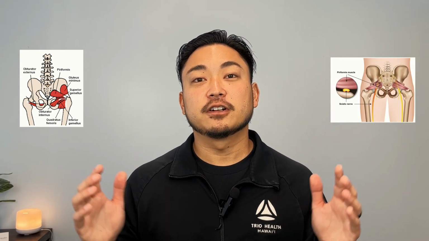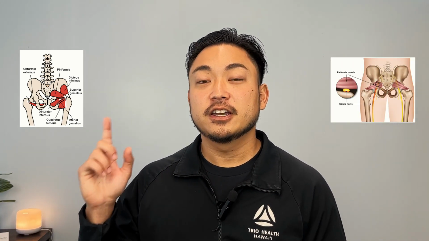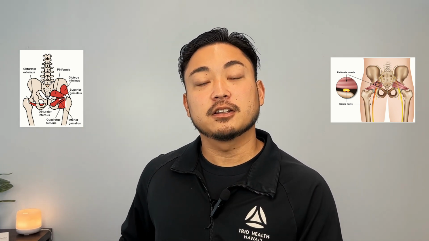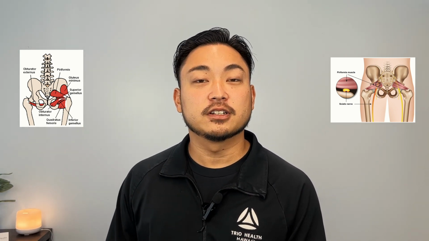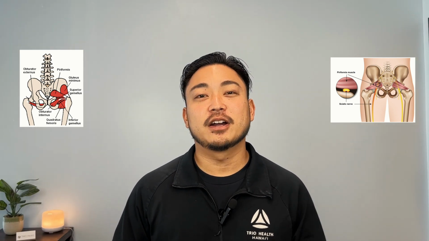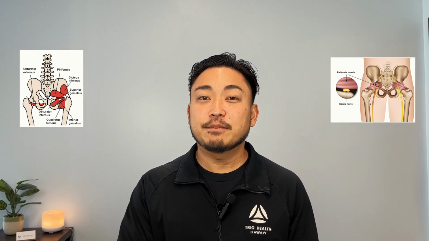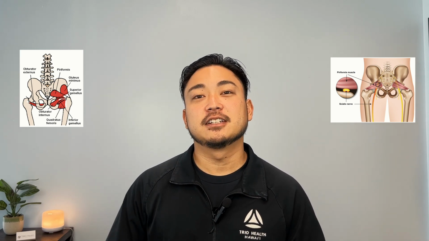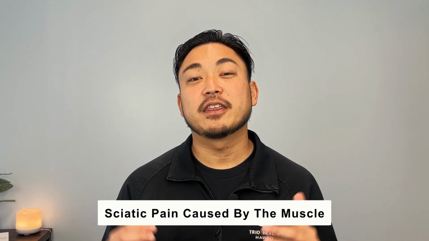They're two different causes. The first is caused by the joints, causing pressure on the nerves, causing the pain in the lower back, down all the way to the legs. The second is caused by the piriformis muscle clamping down on that sciatic nerve, causing that same pain and numbness tingling going down the leg. Today we're going to be talking about sciatic pain caused by the muscle.